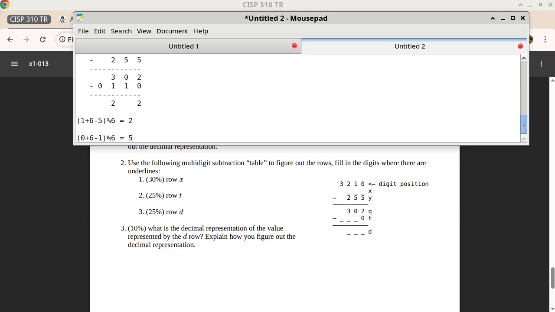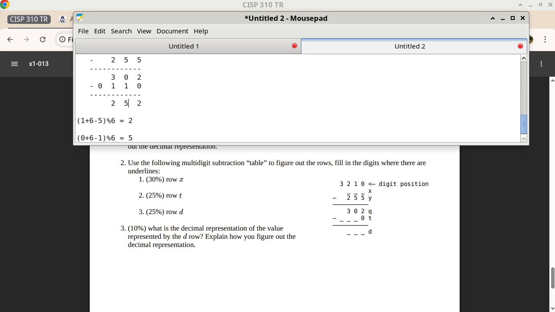All your answers are going to be handwritten. All right, so we just look at this. 0 plus 6 is a 6. 6 minus 1 is a 5. 5 mod 6 is also a 5. So that means a 5 goes here. So now we have all the digits we figure out, which is number 2.